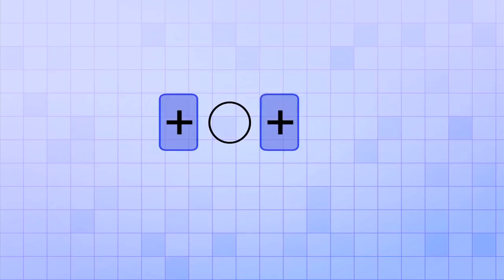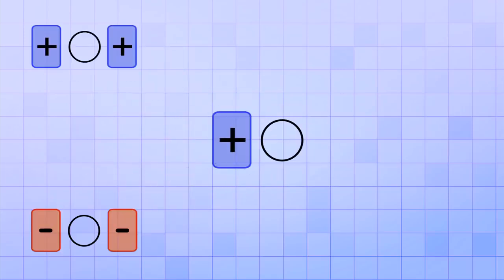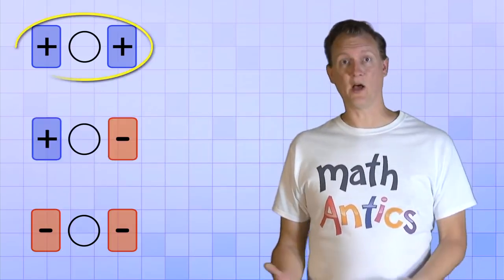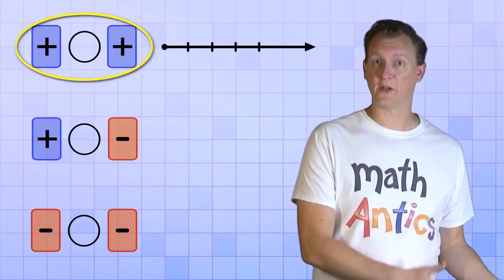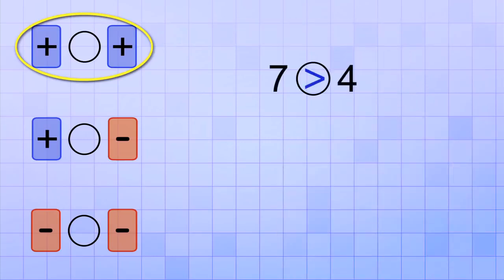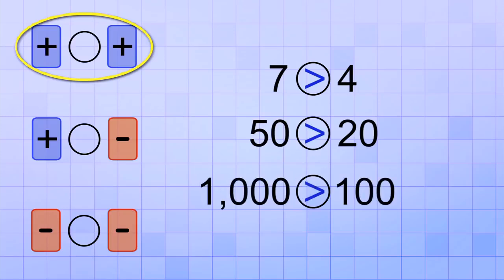Okay, now that you know how negative numbers work, let's see how we can compare any two integers. If we don't include 0 for a moment, basically there's just 3 situations. You'll either need to compare 2 positive integers, or 2 negative integers, or 1 positive and 1 negative integer. And you already know how to compare 2 positive integers. The further right on the number line you go, the bigger the numbers get. 7 is greater than 4, 50 is greater than 20, and 1,000 is greater than 100.